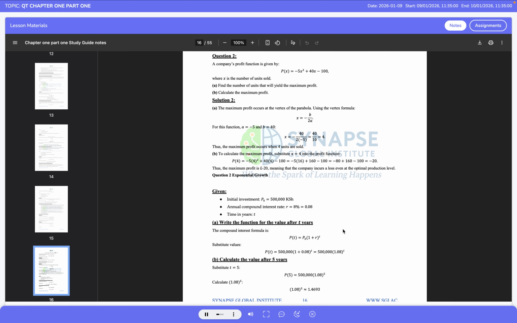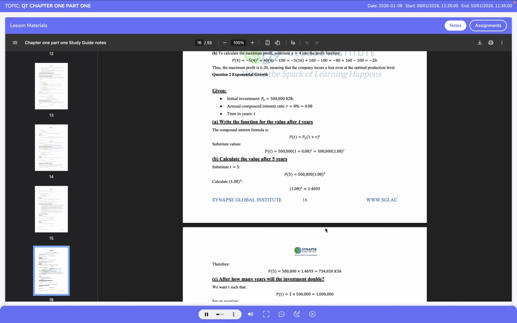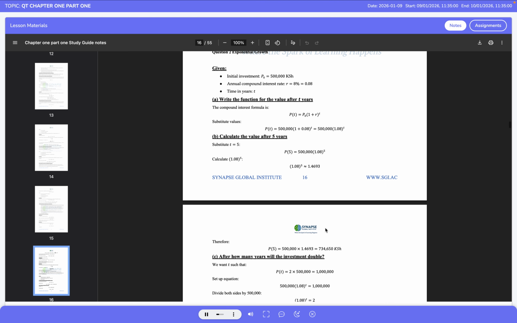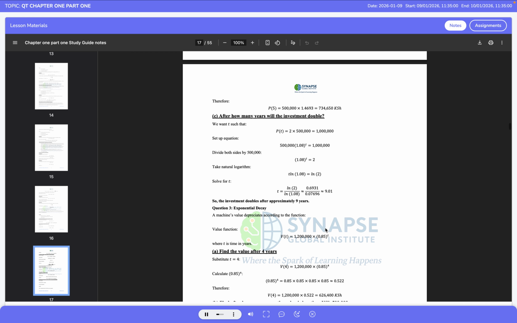734,650 shillings. To find how long it takes for the investment to double, we set 500,000 × 1.08^t equal to 1 million, divide both sides by 500,000 to get 1.08^t = 2, and then take natural logarithms. This gives t × ln 1.08 = ln 2, so t = ln 2 divided by ln 1.08, which is approximately 9 years.